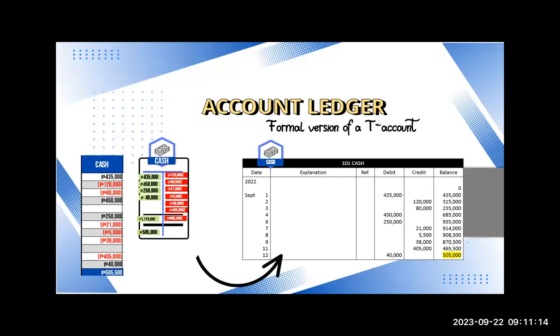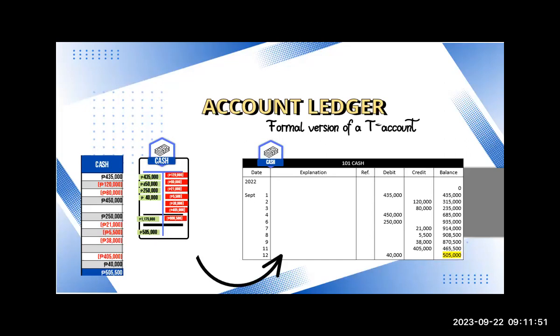So itong cash na pinaghirapan natin gawin at the start of the lesson, basically, yun lang rin naman yung nasa T account eh. Debit of 435, credit of 120, and then credit of 80, debit of 450, debit of 250, and then the credits from 21,000 all the way to 405,000, and then meron kang debit of 40,000. The only difference is that sa ledger, gumagawa ka lang ng balance every time may impact siya. So it looks intimidating just because ito full month na to. But on a practical basis, ginagawa mo siya araw-araw naman.